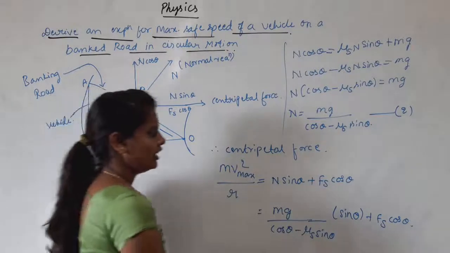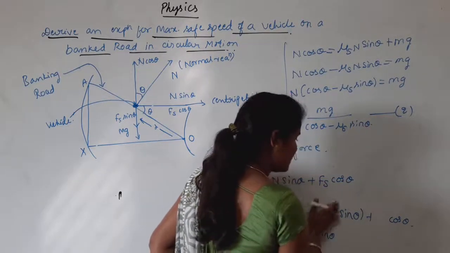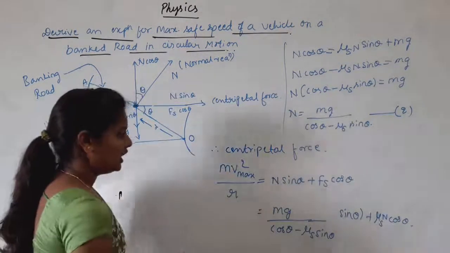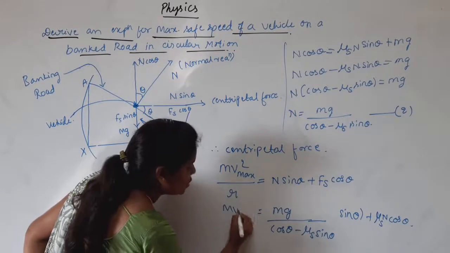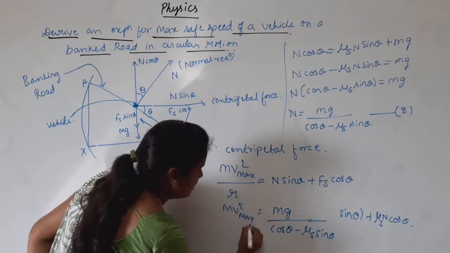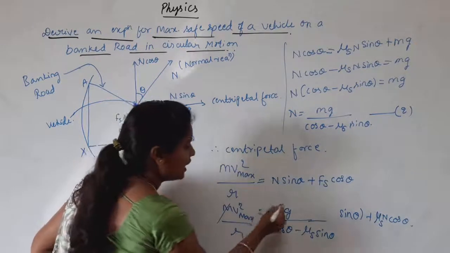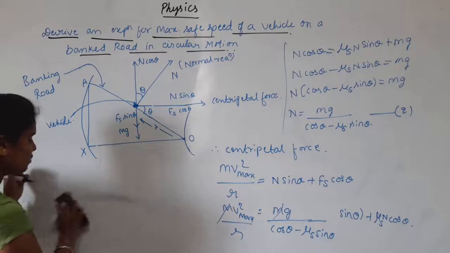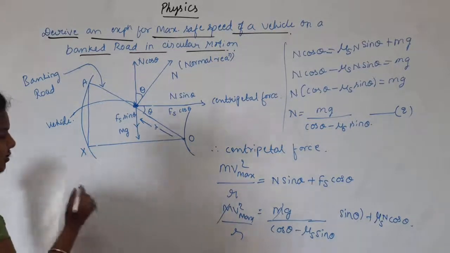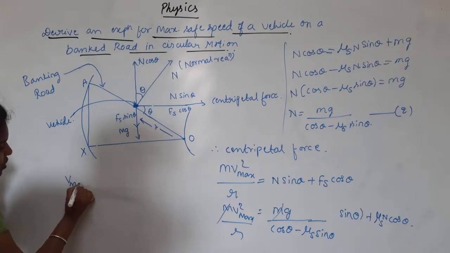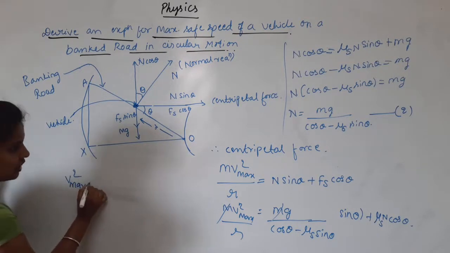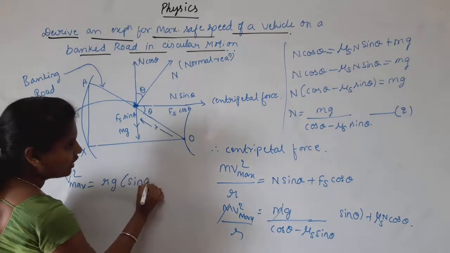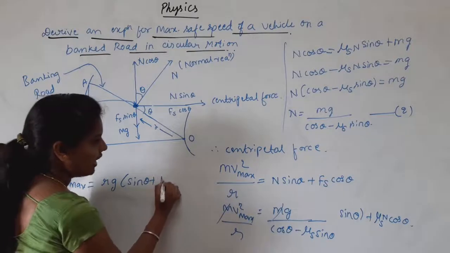Here the value of Fs is mu s n. On both sides, m v max square divided by r, m is a common term, so it is deleted. Then the remaining is v max square equal to rg into sin theta plus mu s cos theta.